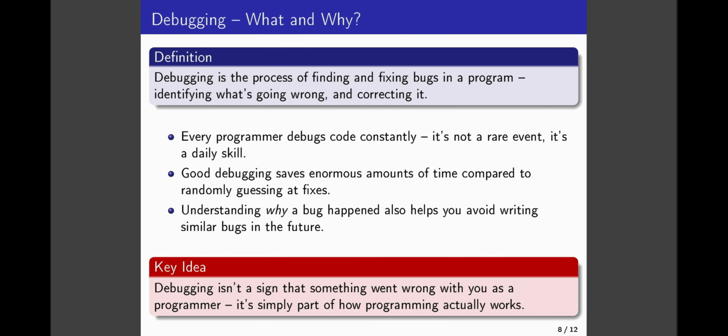So why does this skill matter so much? Every programmer debugs code constantly. It's not a rare event, it's a daily skill. Good debugging saves enormous amounts of time compared to randomly guessing at fixes. And understanding why a bug happened also helps you avoid writing similar bugs in the future.